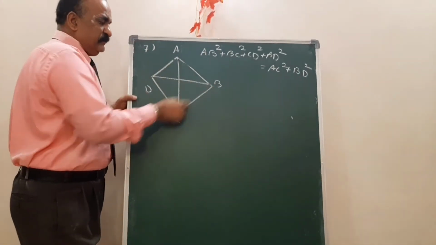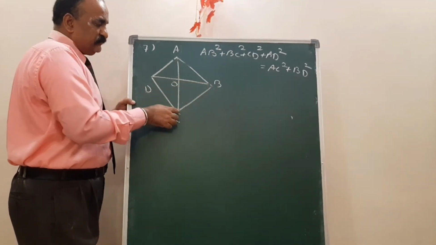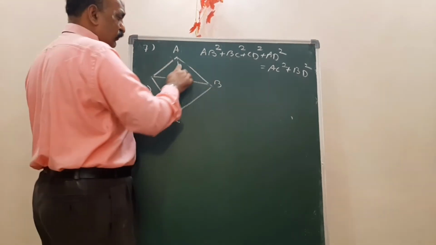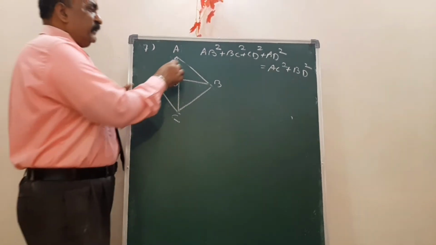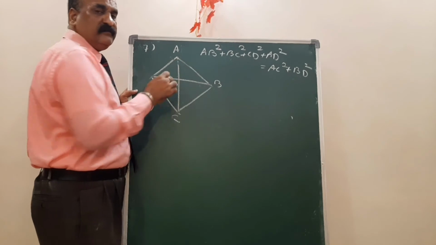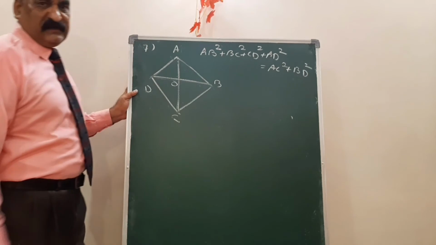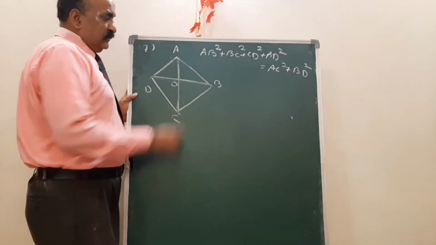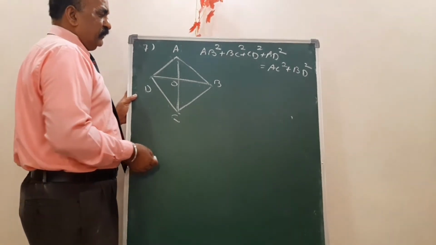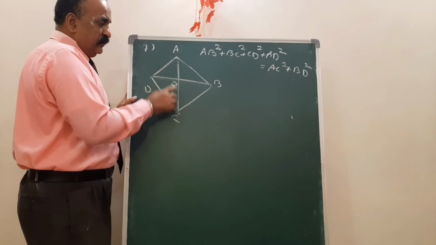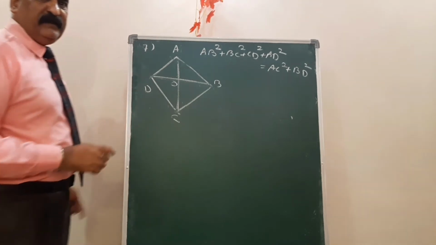ABCD is a rhombus, given to you. And what you have to show? AB square plus BC square plus CD square plus AD square equal to AC square plus BD square. What are the properties of a rhombus? All the four sides are of equal length, and diagonals are perpendicular to each other and they bisect each other. It means O will be the midpoint of AC and O will be the midpoint of BD. As it is a rhombus, all the four sides will be equal.